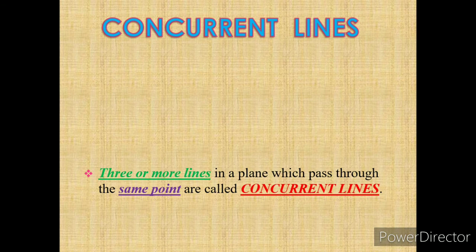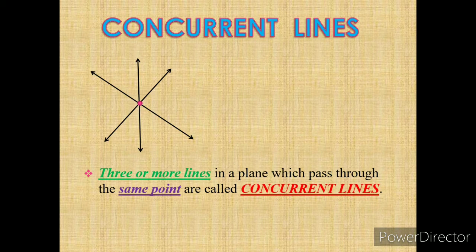Three or more lines in a plane which pass through the same point are called your concurrent lines. Intersecting में हमने पढ़ा था two lines, but what is the difference between intersecting and concurrent lines? Concurrent line में हम three या ज़्यादा lines की बात करते हैं. They also meet at a single point, but here we discuss about three or more lines. In intersecting lines, we take just two lines, right?